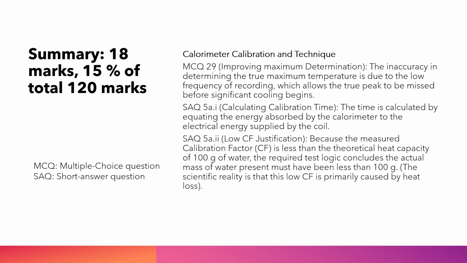SAQ 5a.2. Low CF justification. Because the measured calibration factor, CF, is less than the theoretical heat capacity of 100 g of water, the logic concludes the actual mass of water present must have been less than 100 g. The scientific reality is that this low CF is primarily caused by heat loss.